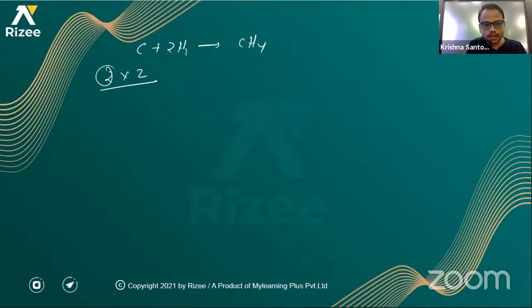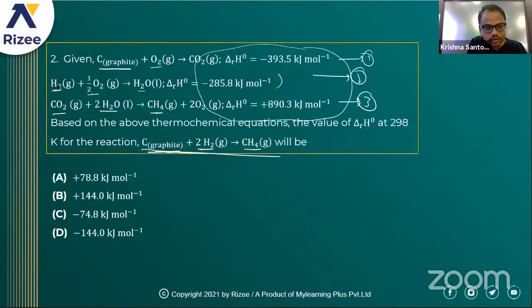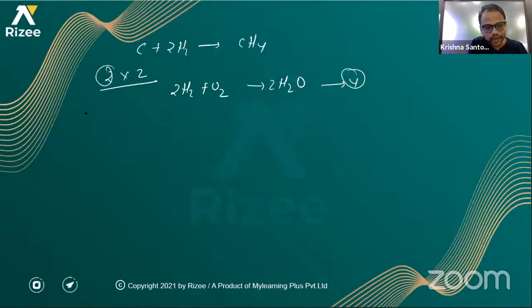So I am getting that 2H2 plus O2 gives rise to 2H2O. Now, so I am writing here 2H2 plus O2 gives rise to 2H2O. Now 2H2O is there, O2 is there, and C graphite, CO2 is there. So if I'm adding all those three, suppose this is the fourth equation I'm having. So I'm adding 1 plus 3 plus 4.